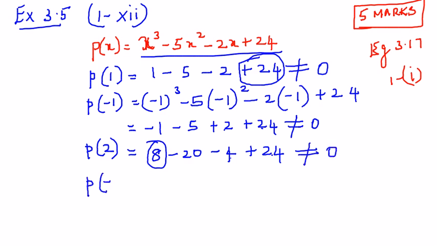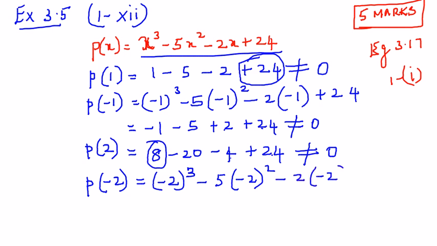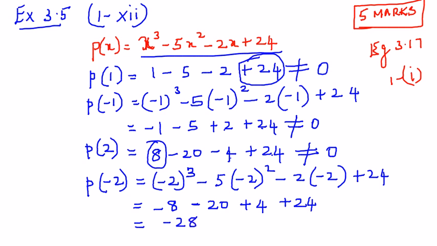Now let's try p of minus 2. As I said, when a minus sign comes, be careful, do the substitution very carefully. So it is minus 2 the whole cube, minus 5 into minus 2 the whole squared, minus 2 into minus 2 plus 24. So it is minus 8. Minus 5 into plus 4 is minus 20. Again plus 4 plus 24. Good. It looks like it will get cancelled. Minus 8 minus 20 is minus 28. Plus 4 plus 24 is plus 28. Good. Got cancelled. Right? It's equal to 0.